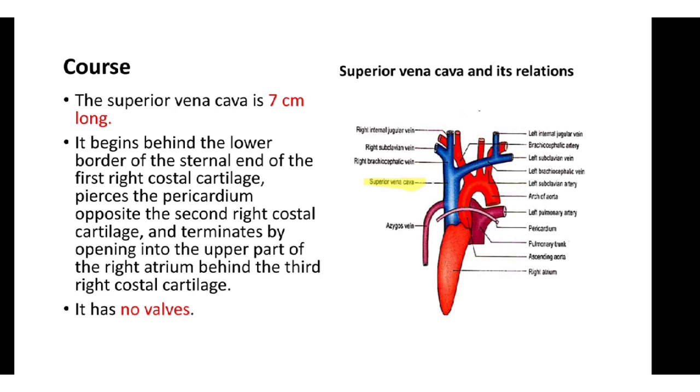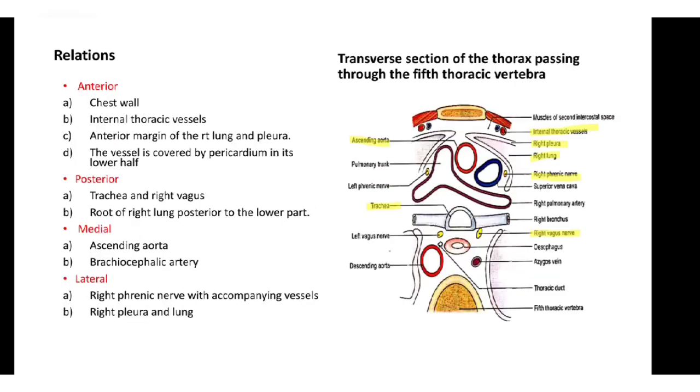It has no valves. So in this diagram we can see this is the superior vena cava, this is the right brachiocephalic vein, left brachiocephalic vein, right subclavian, right internal jugular, left subclavian and left internal jugular vein.